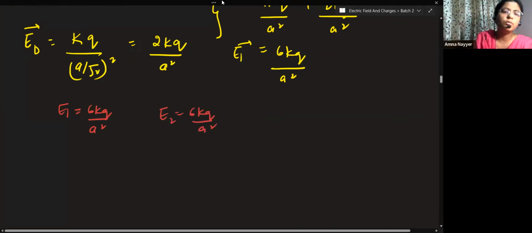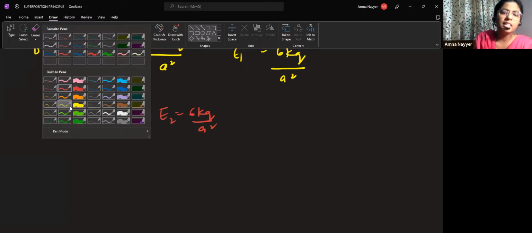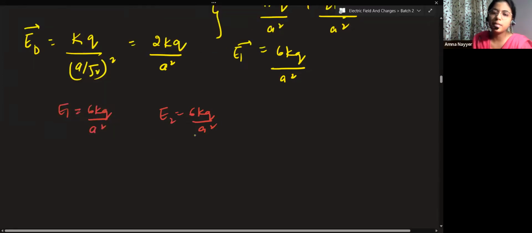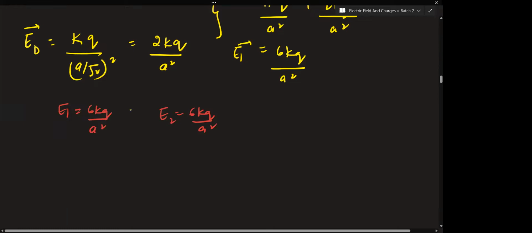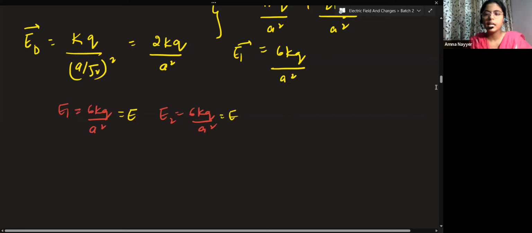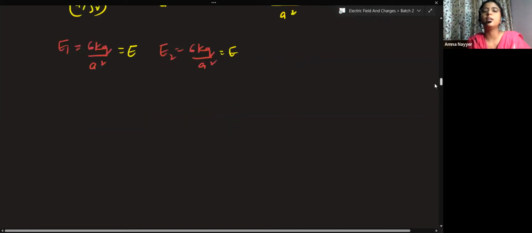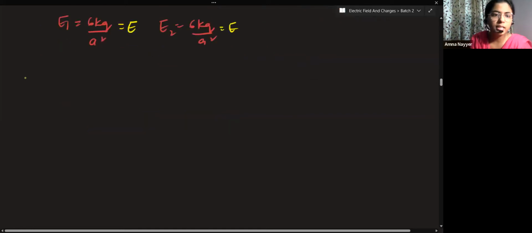So let us do one thing. Instead of writing 6KQ by A square all the time, let us just write E, because the magnitude is same. Now let us put the parallelogram law. You have two vectors, E1 is there, E2 is here, making an angle of 90 degree. So what will be the resultant electric field?